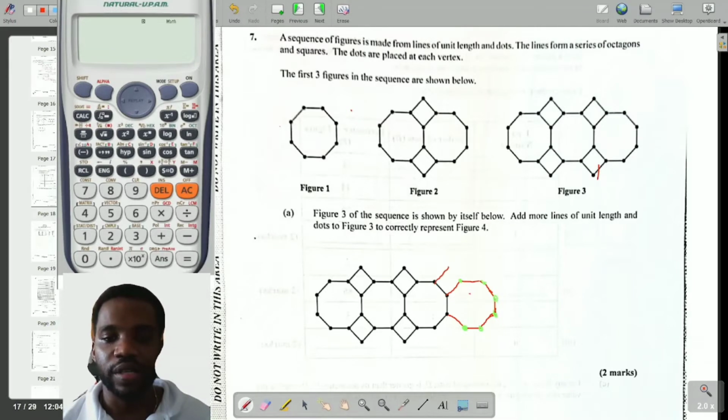So all you have to do is just draw it up like that, come down, down like that, come back down. And we put in the dots right there. And that's how you get the easy 2 marks. Now please remember that these lines must be straight and have equal length. Alright, let's go to the next page.